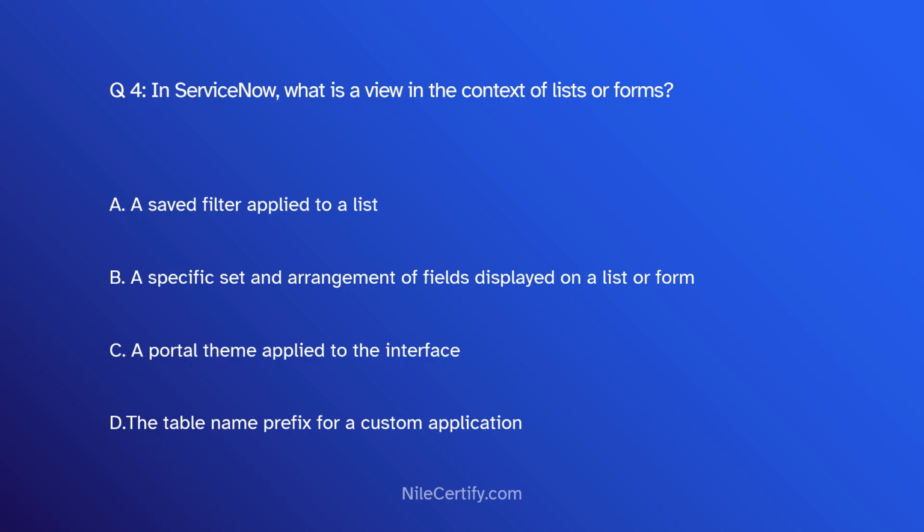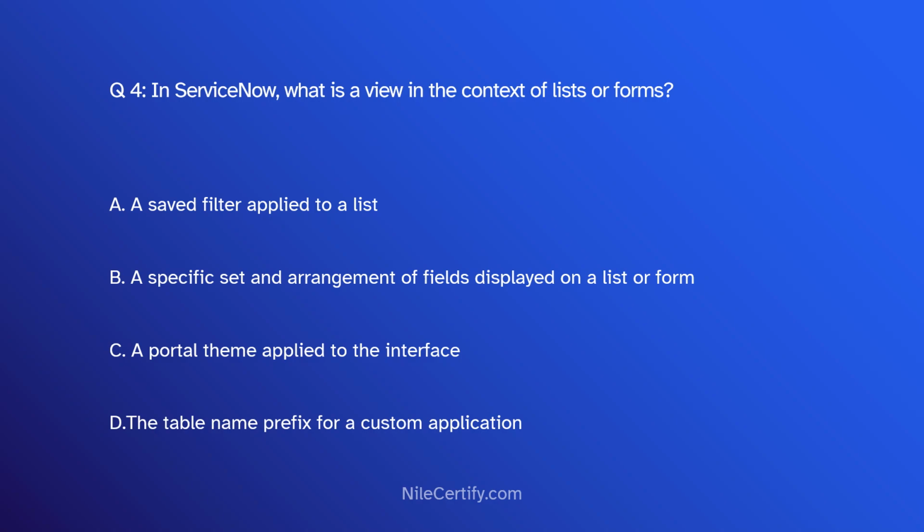Option A, a saved filter applied to a list. And this sounds close and it is a common trap. A saved filter changes which records you see in the list. For example, only incidents assigned to me. That is a filter or a favorite, not a view. Views do not decide which rows appear. Views decide which columns or fields are shown and in what arrangement. So A is incorrect.